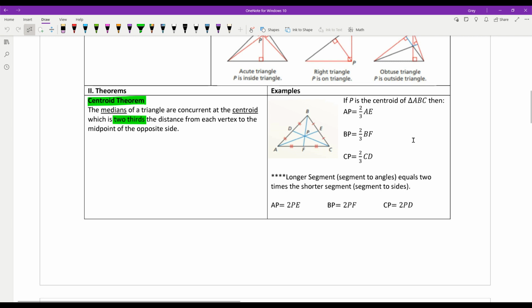But this one to me is a lot easier: the longer segment is equal to twice the shorter segment. You look at this, you can clearly see that one of these is longer than the other. They have a ratio of 2-to-1. This short one is always half of that one, or this long one is always twice the short one. So that's what I'm going to concentrate on. I'm going to concentrate on whether we're given the whole median or part of the median, and you'll see as we go along.